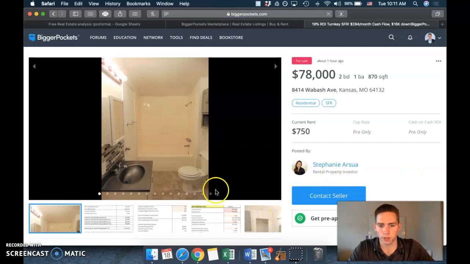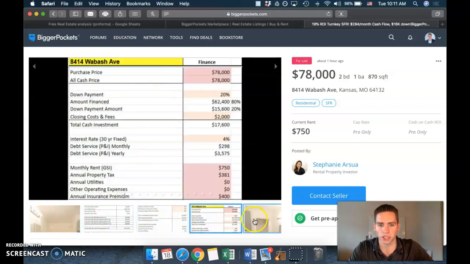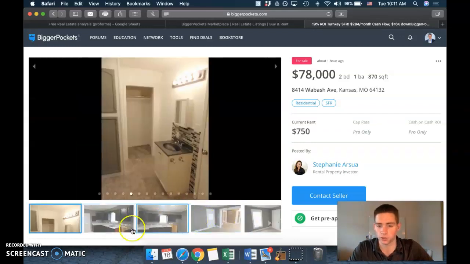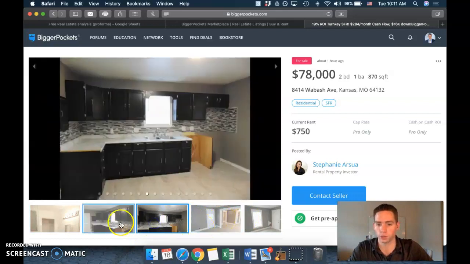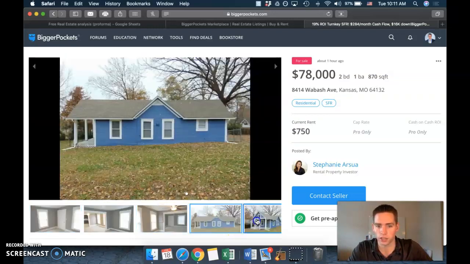Okay, so let's take a look at this property, and we'll just run through. They've got some information here for us to look at, but we're going to do it on our own to see if what they're saying is right or not. So overall, the property looks pretty good. Looks like it might need a dishwasher or a stove there. Looks like it's been remodeled. Looks pretty good on the outside.